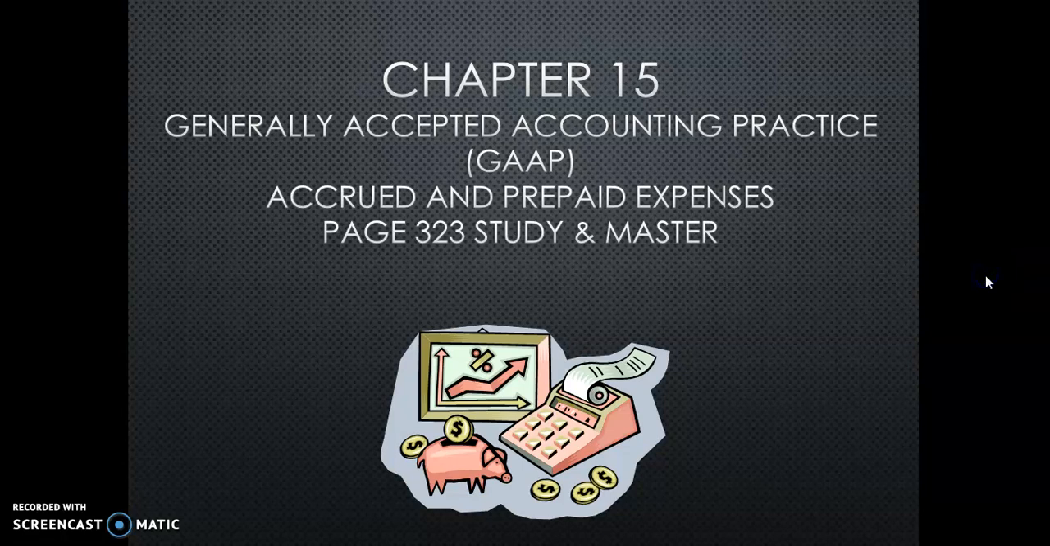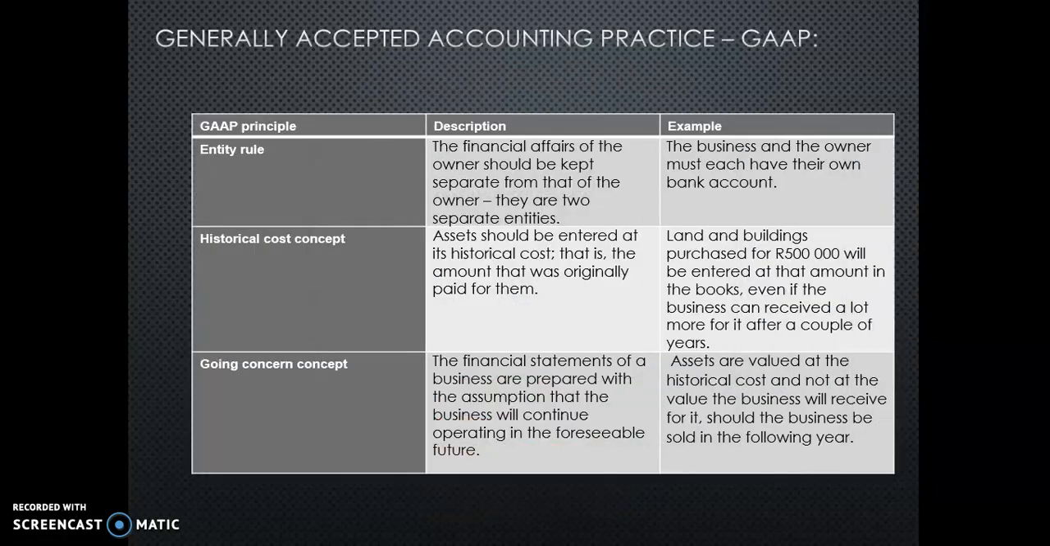Hello gentlemen, we're on page 323 of your textbook. We're going to look at the generally accepted accounting practices, and they lead to accrued and prepaid expenses. So there are 6 principles.